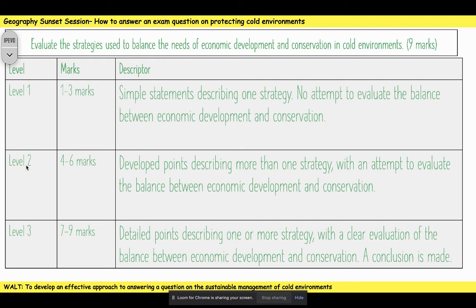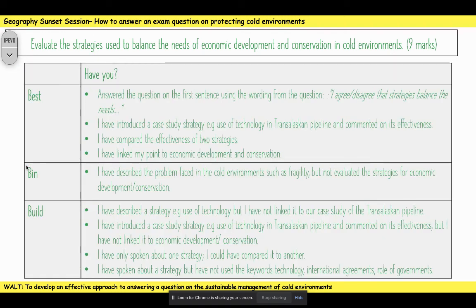So does it make simple statements? Does it make developed points? Or does it make detailed points? So then you can decide what level your answer falls into. I then want you to decide how many marks you picked up. So if there was no attempt to evaluate, then you're going to probably be around 1 or 2 marks. If there was an attempt to evaluate the balance between economic development and conservation, probably about 4 or 6 marks. But if there's clear evaluation and you compared one strategy to another, you're probably going to be pushing those 7 to 9 marks.